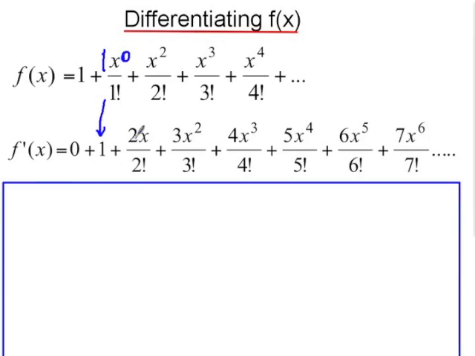Multiply by the power, reduce the power by 1, so x squared differentiates to 2x over 2 factorial, then we've got 3x squared over 3 factorial, 4x cubed over 4 factorial, and so on.